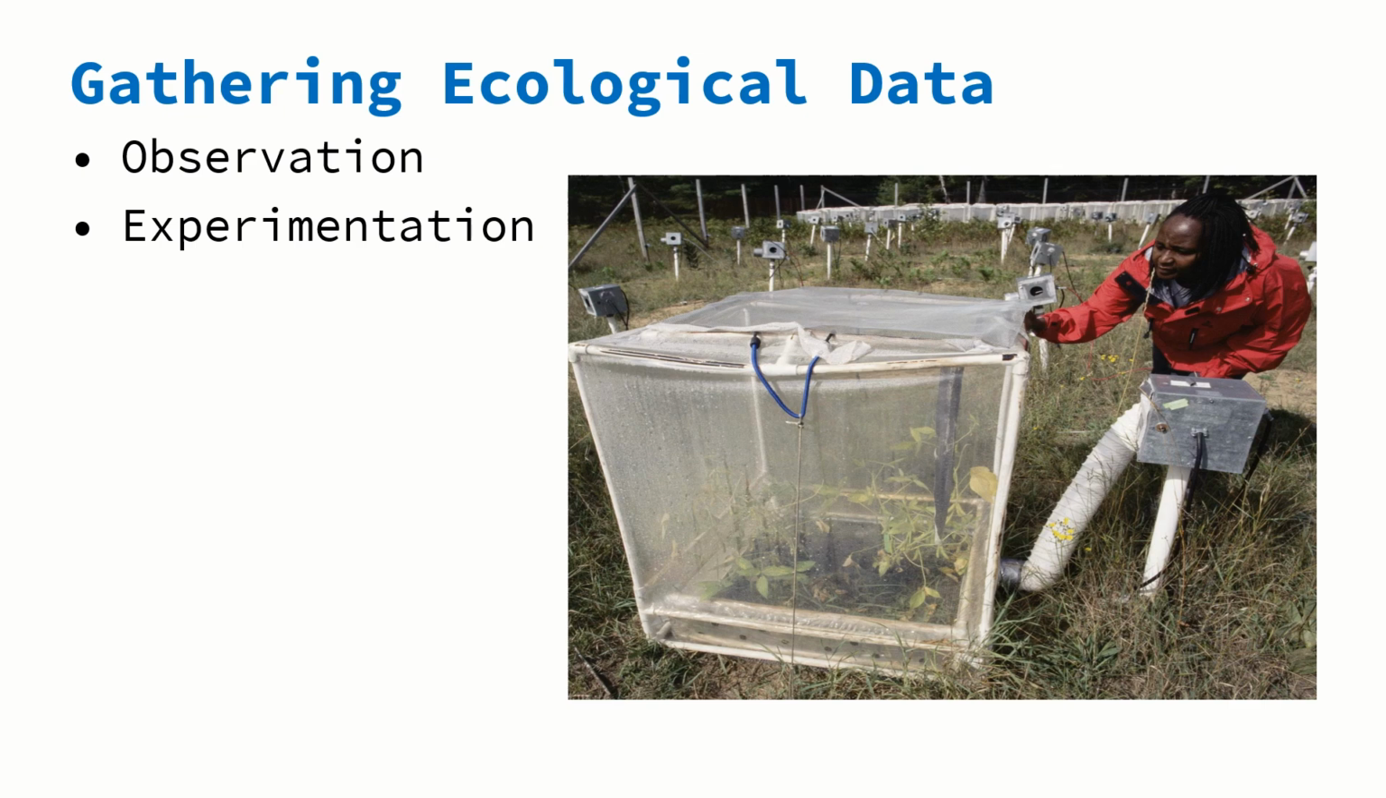Next would be experimentation. So that's what we're seeing in this picture here, where we see that they've set up a particular experimental apparatus and they're collecting very specific data. They have things they're measuring throughout the entire thing. They're controlling one of these plots of land by putting the cage over it, and they've set up an experimentation to test and collect ecological data.